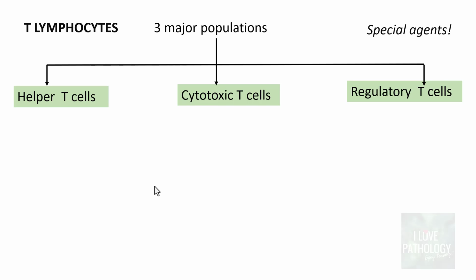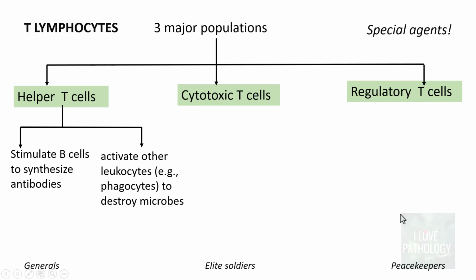Now let's learn about various types of immune cells, which are T lymphocytes, B lymphocytes, macrophages, dendritic cells, and so on. The first one is a T lymphocyte, which is like a special agent in your army. There are three different populations of T lymphocytes. One is called helper T cells. Second is cytotoxic T cell. The third one is regulatory T cell. Helper T cells are like generals, whereas cytotoxic T cells are like elite soldiers, whereas regulatory T cells are like peacekeepers.